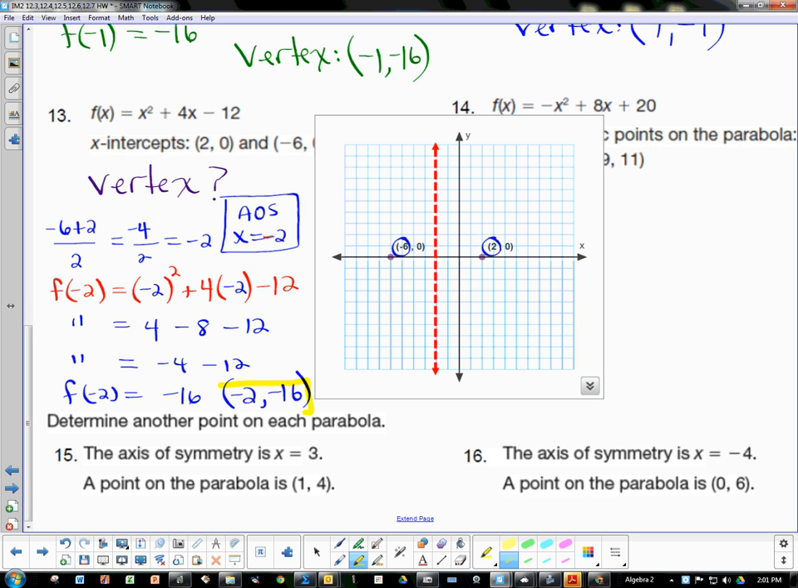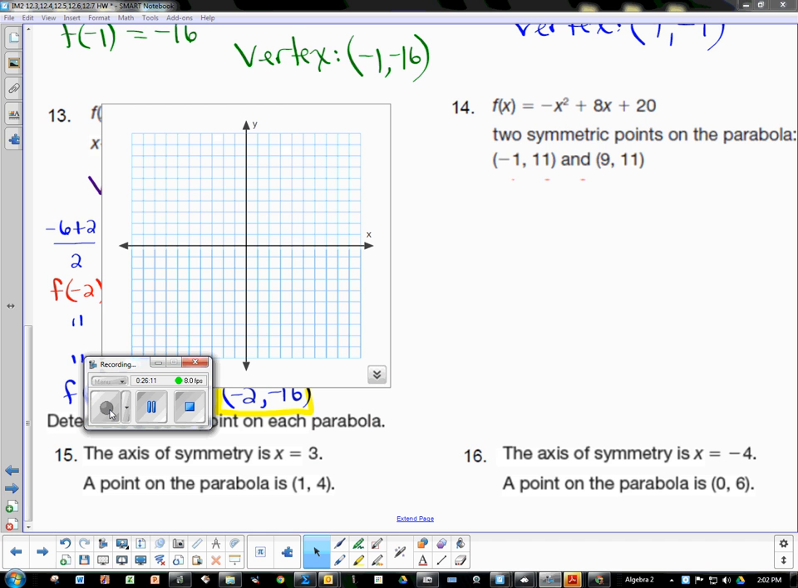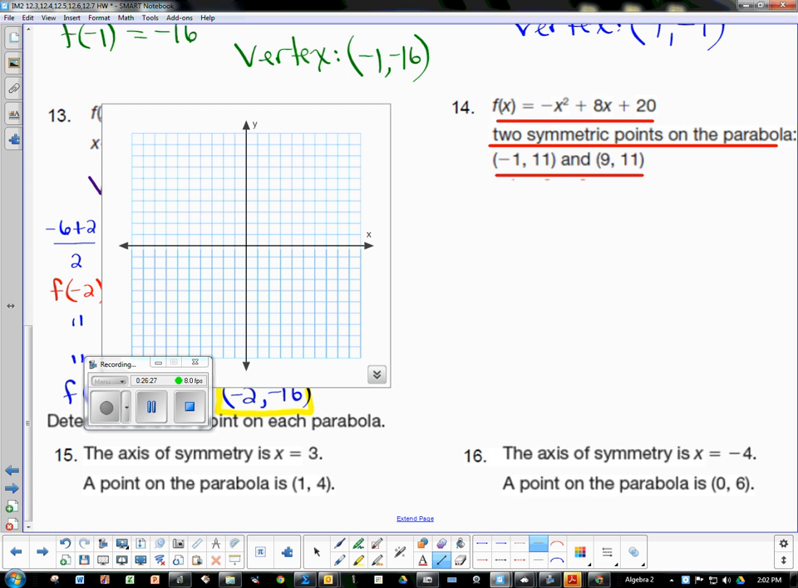All right. Next problem. All right, so on this next problem, we're given a function, and we're going to be given two symmetrical points, so they are directly on each side of the parabola, equidistant from the axis of symmetry.